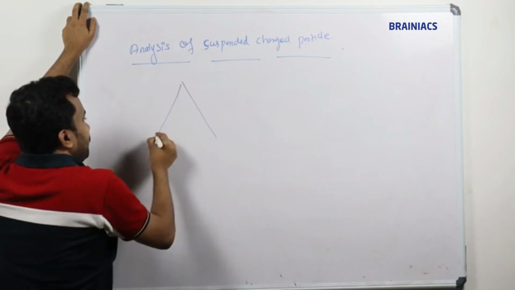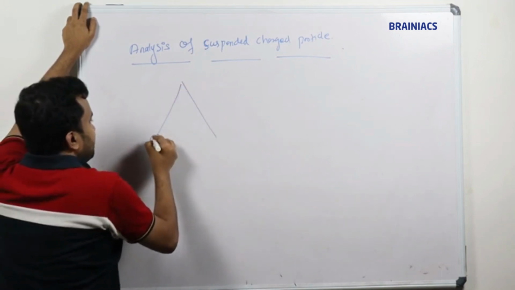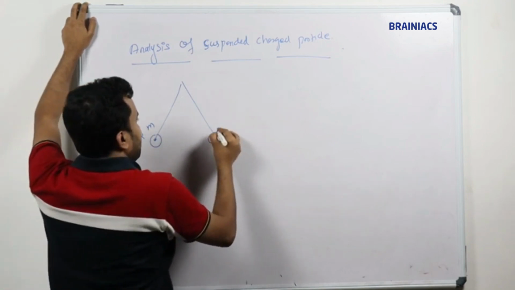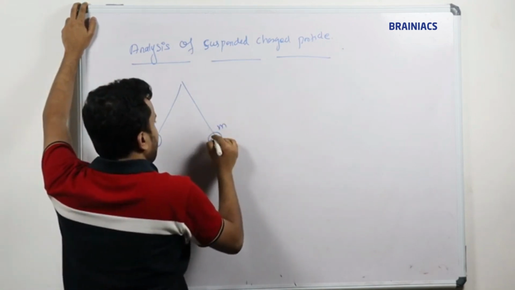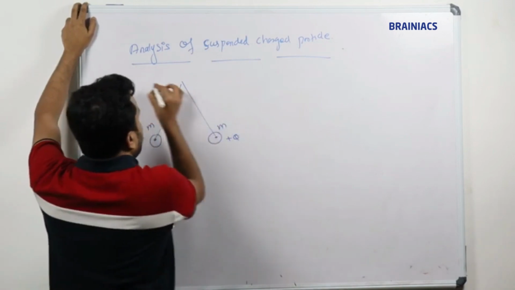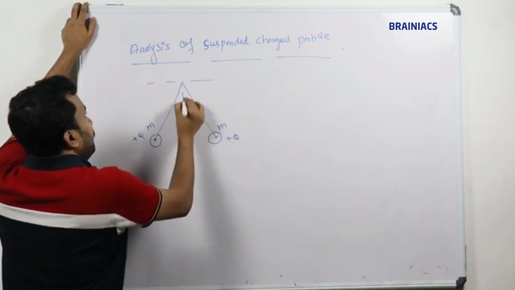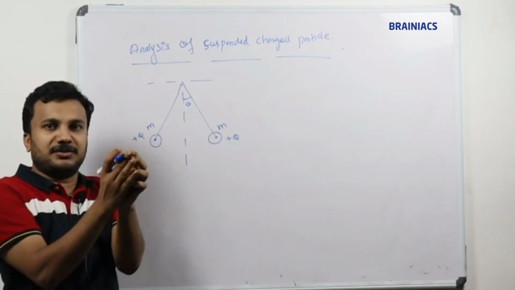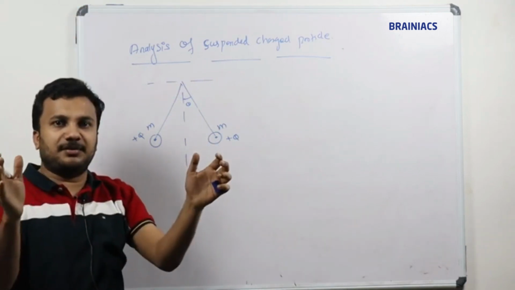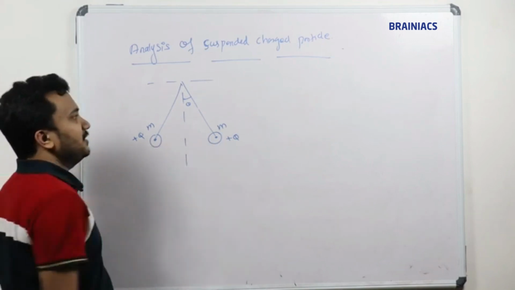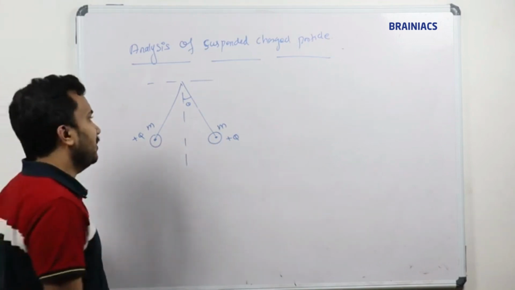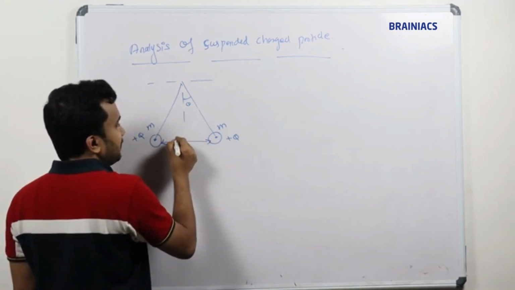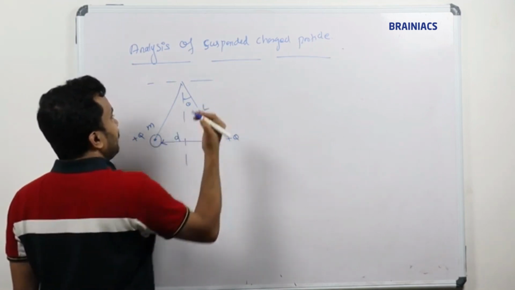Just consider, I have two charged particles whose mass is equal to m and charge is equal to plus q. This is another charge whose mass is m and whose charge is equal to plus q. Since both are positive charges, if you are keeping two positive charges nearby, after some time they will get separated. So two positive charges equally get separated by a certain distance. I am considering this distance as d and this length will be equal to L.